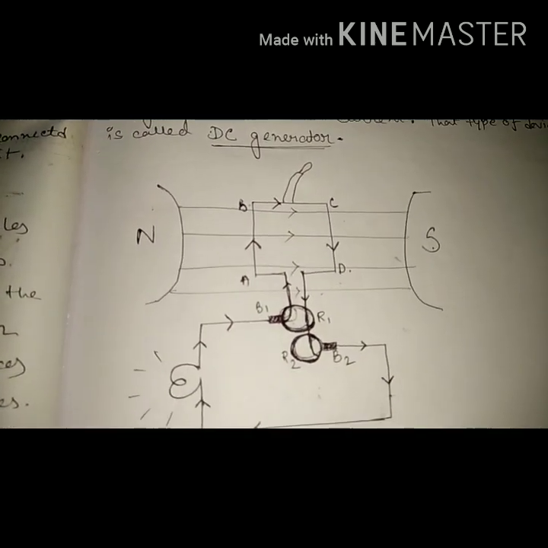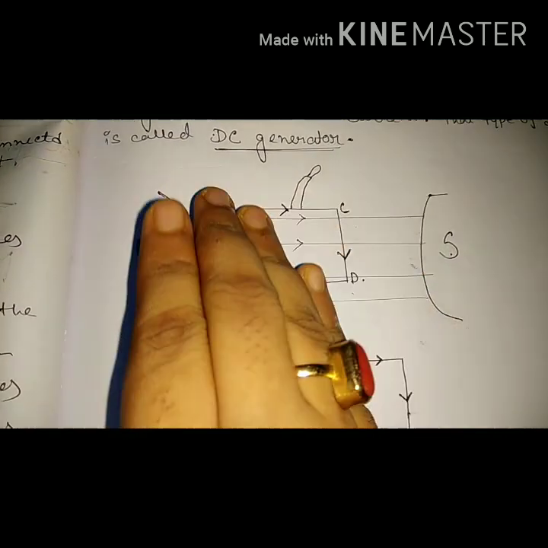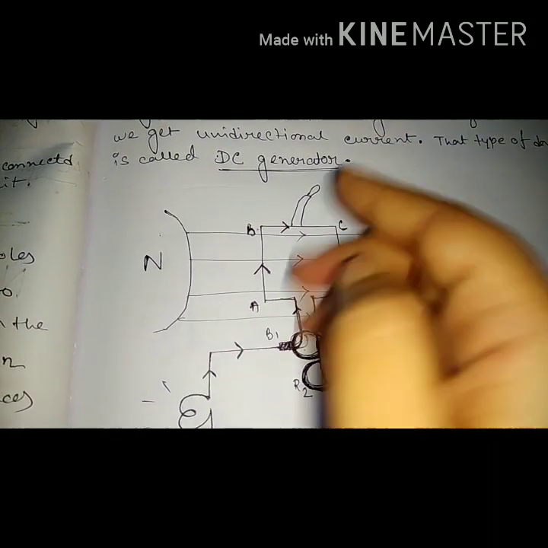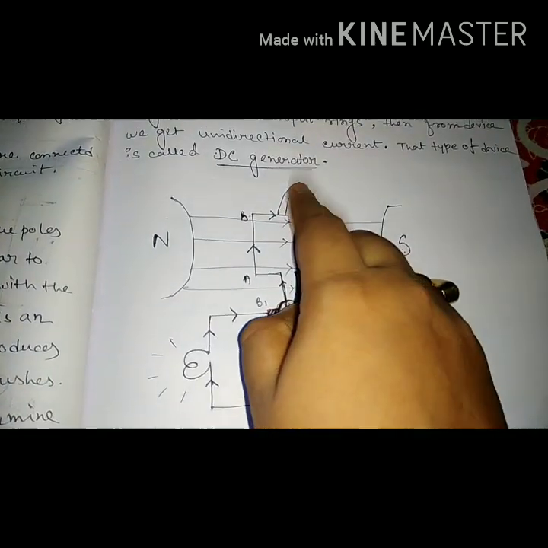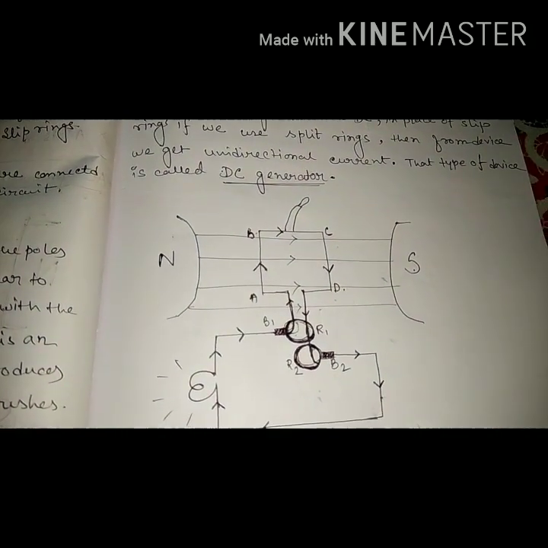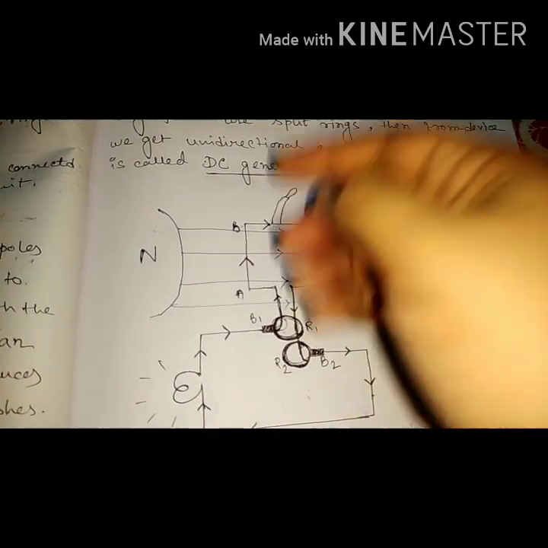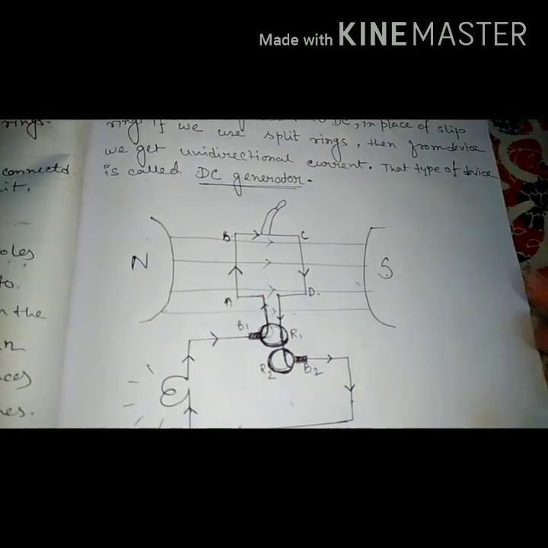Now what happens? Suppose when we rotate, AB moves in the upward direction and CD moves in the downward direction, because we use this handle, we rotate this armature from the outside. So first of all we consider that AB is rotated upward and CD moves downward.